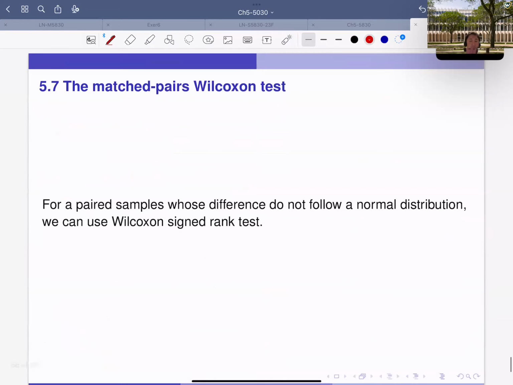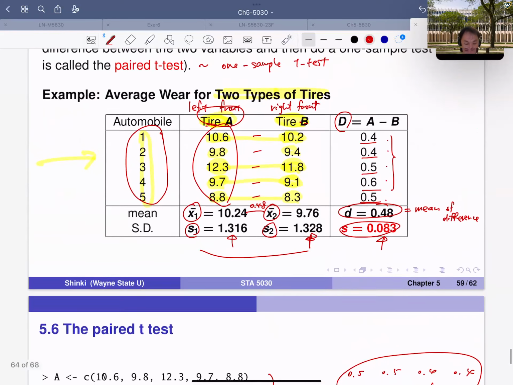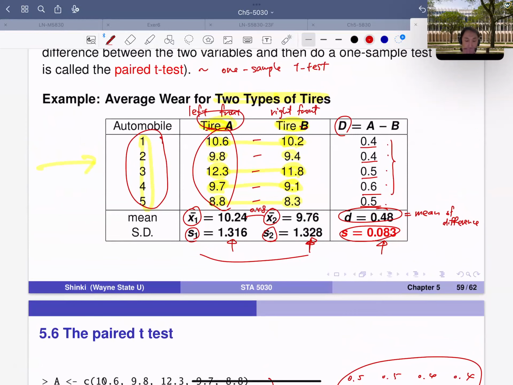Yeah, so mathematically it's nothing. So it's the same as one sample t-test, but practically two samples on the same experimental unit is different from two independent samples.